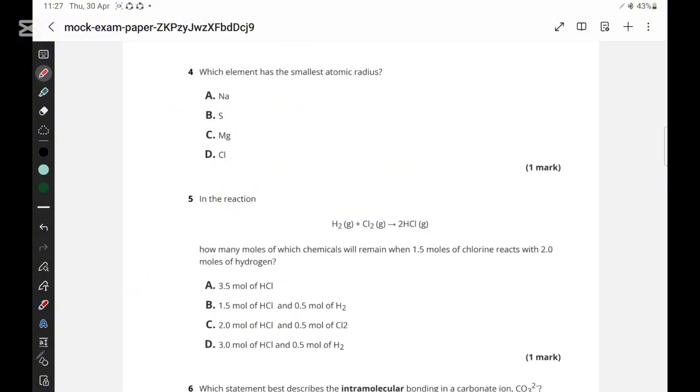So for the next question, which element has the smallest atomic radius? First of all, these elements are present in period 3. And we know one thing, as we move from left to right in the periodic table, atomic radius decreases. Why? Because of increase in nuclear charge.